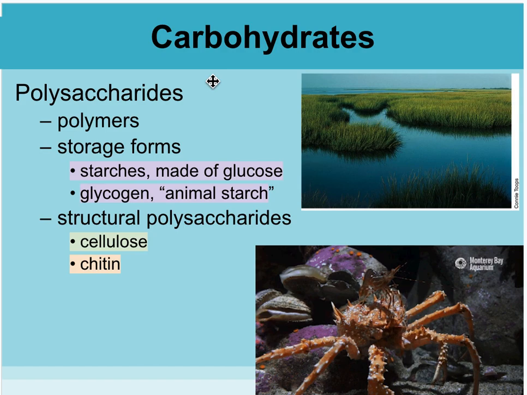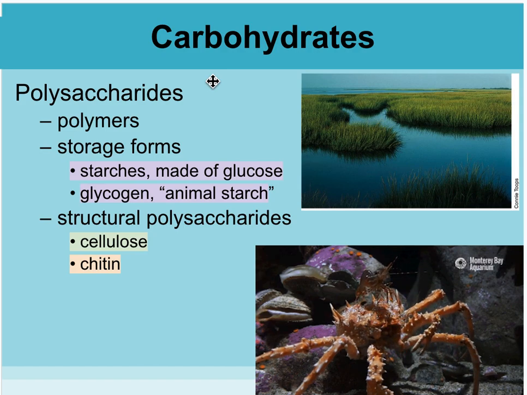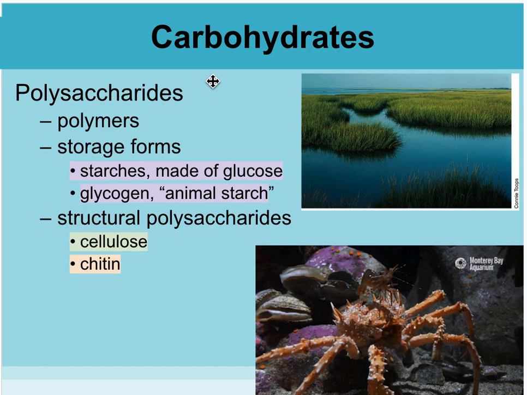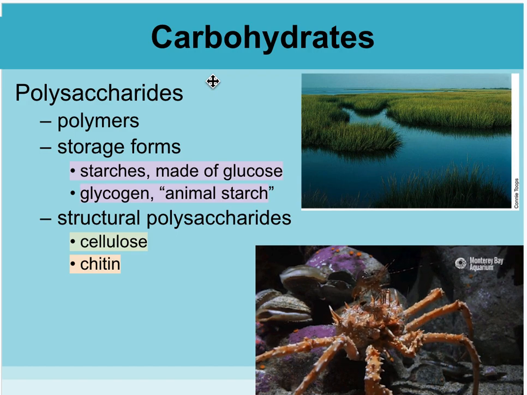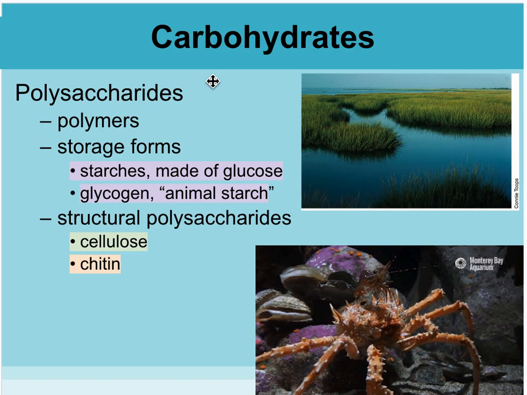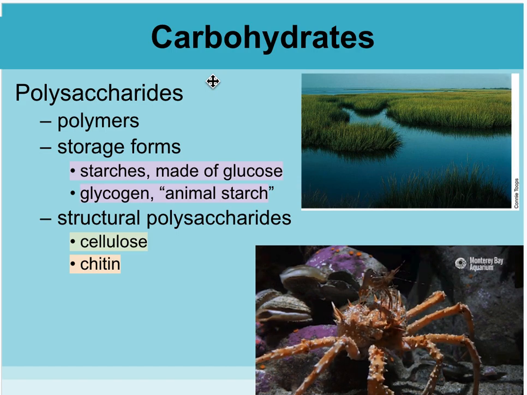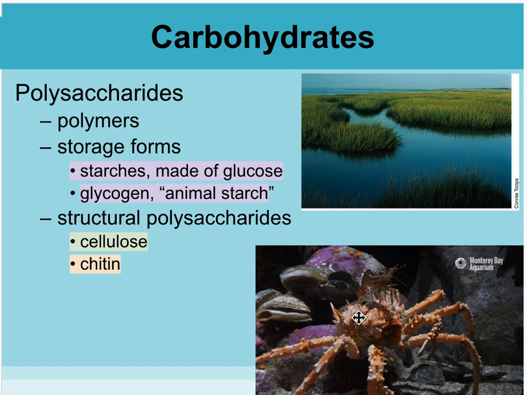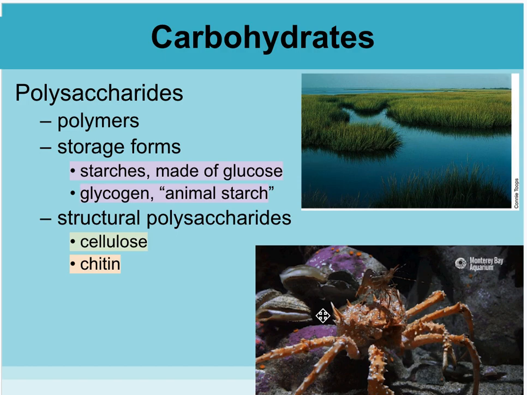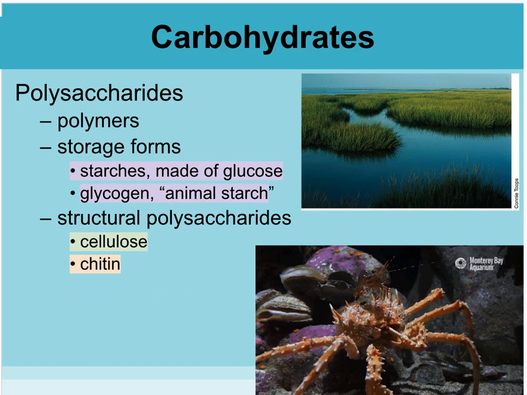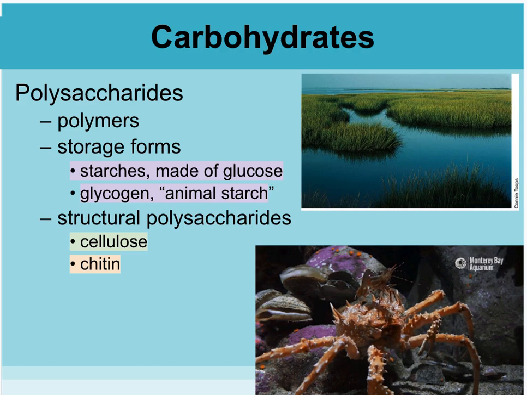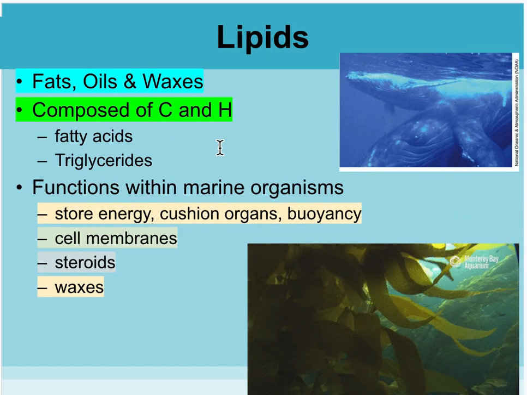Polysaccharides are when you have three or more sugars, and these are high energy molecules. These can be starches or glycogen, which is animal starch. You can have cellulose or chitin. Think of crab or lobster. Their shells on the outside are made up of chitin, and that is a type of polysaccharide that is a high energy carbohydrate.